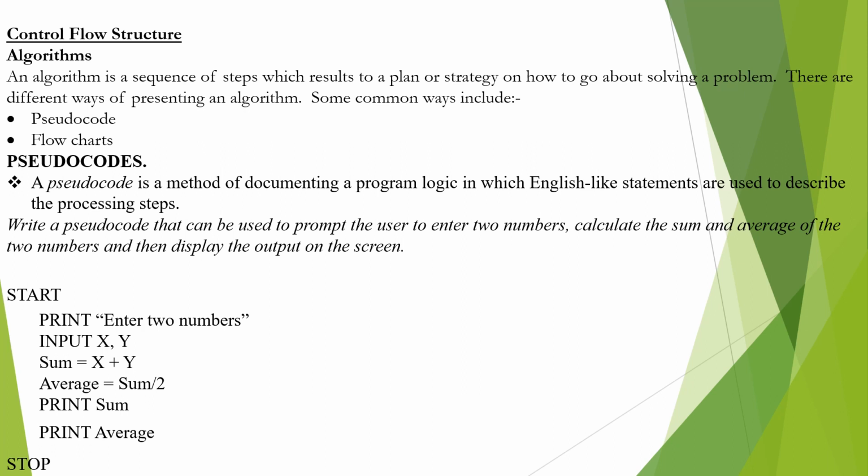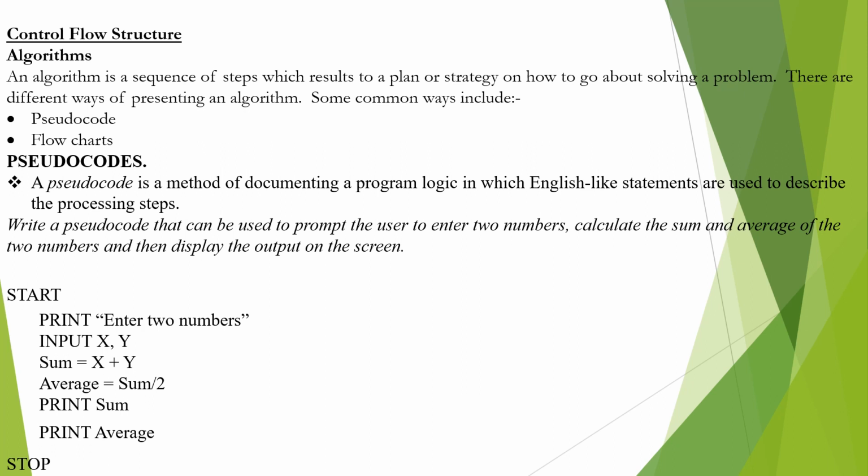Let's start by looking at an example of a pseudocode. In this pseudocode, we are going to use a problem where we calculate the sum and average of 2 numbers. Pascal programming has some rules. As you can see on your screen, you start by telling the computer that you're starting. This is where your program starts. So start. Print is input. What do you want to input? You want to input 2 numbers.